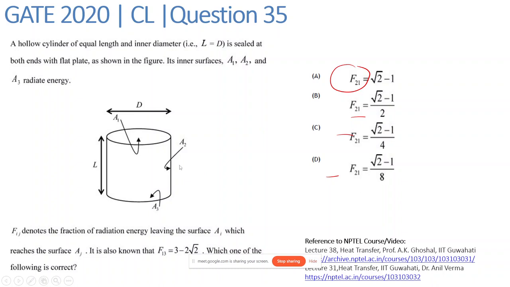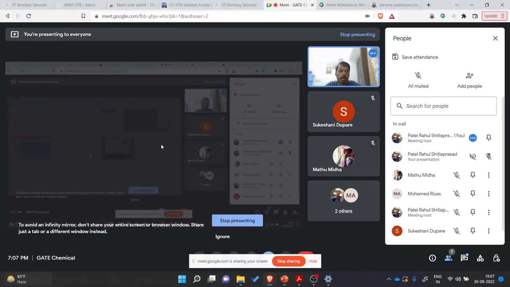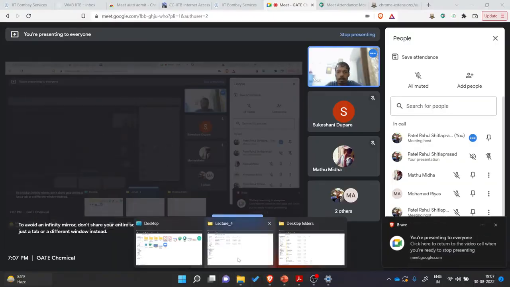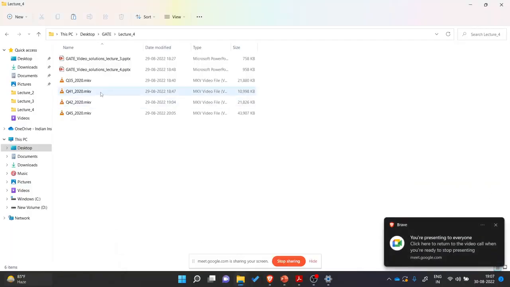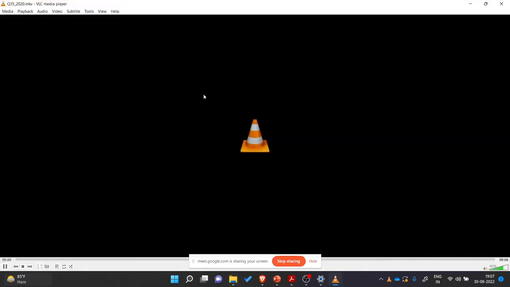That is the radiation energy leaving surface A2 and reaching surface 1. Basically, the amount of energy leaving the inner surface and reaching the top surface A1 is what we have been asked to find, and we are provided with F13. So let's look at the video solution of this question. Let me know if the video or I am not audible.